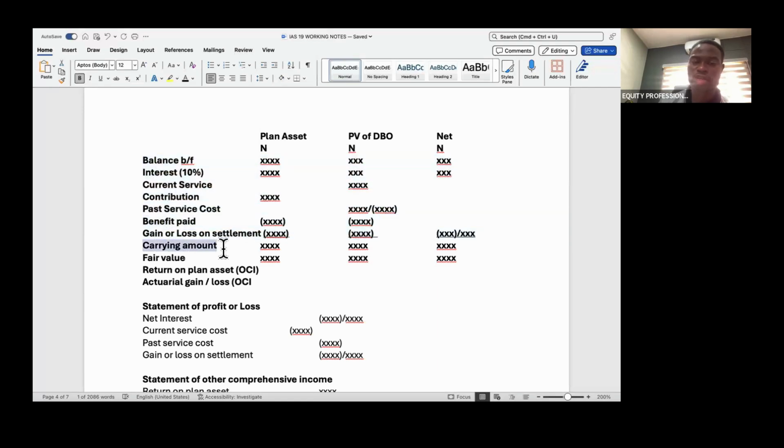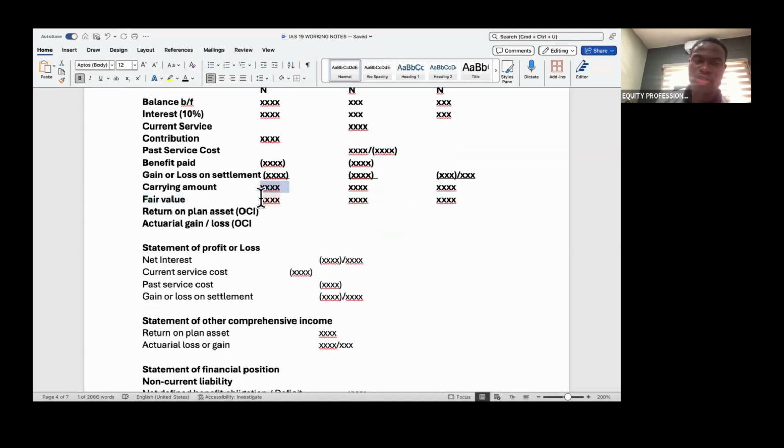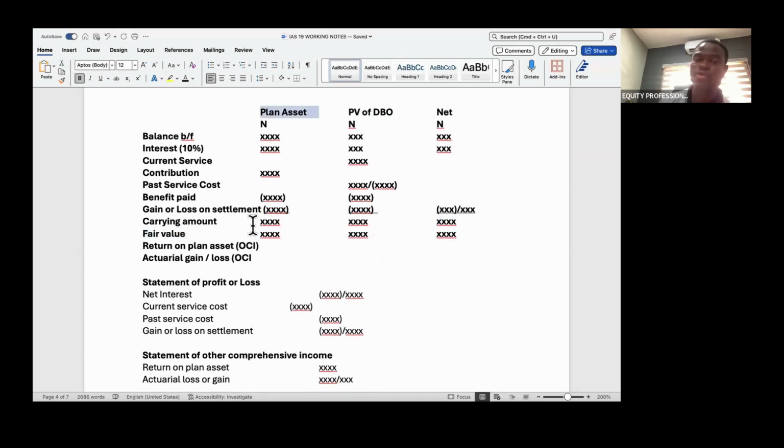When you accumulate these figures, you get carrying amounts. The examiner will always give you the fair value at the end of the period of the plan asset and the obligation. It is the net of these two, the net of the plan asset and obligation, that goes to our statement of financial position. You would also compare the carrying amount and the fair value. The difference for plan assets is usually the return on plan assets, while for the obligation it can be either a gain or loss. I'll show you all this today when we solve questions.